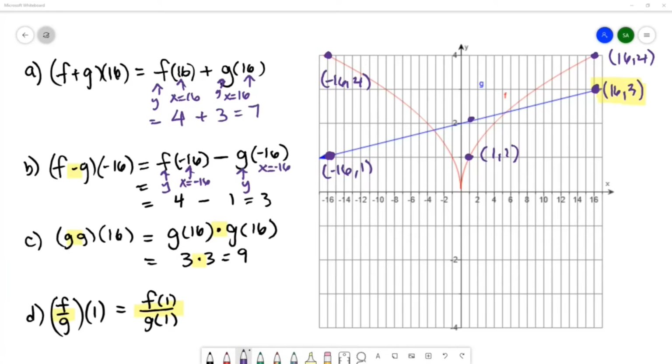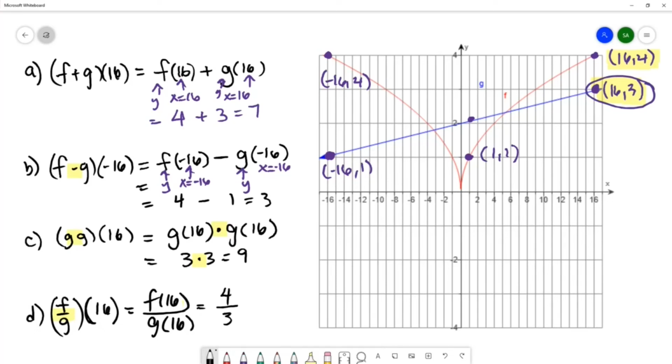Okay, so what I've noticed here is I wrote the problem wrong. I wrote this as f over g of 1. It should have been f over g of 16. So let me make that correction. So this is f of 16 divided by g of 16. And we've already found f of 16 to be 4 and g of 16 to be 3. When we divide those, we get 4/3. So f divided by g of 16 is 4/3.